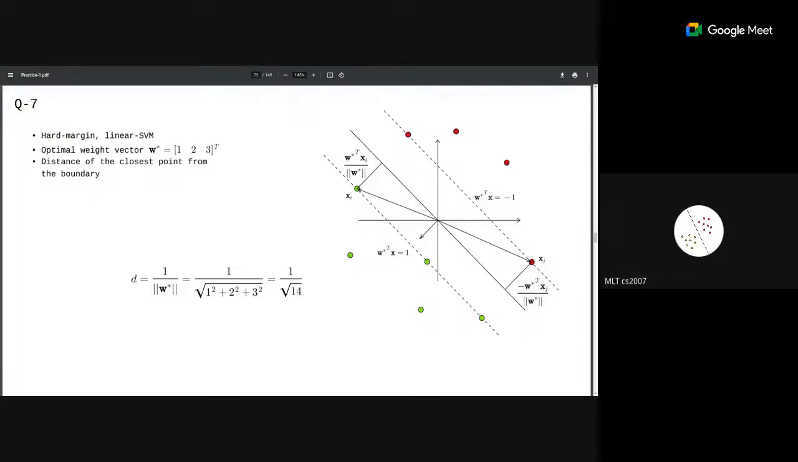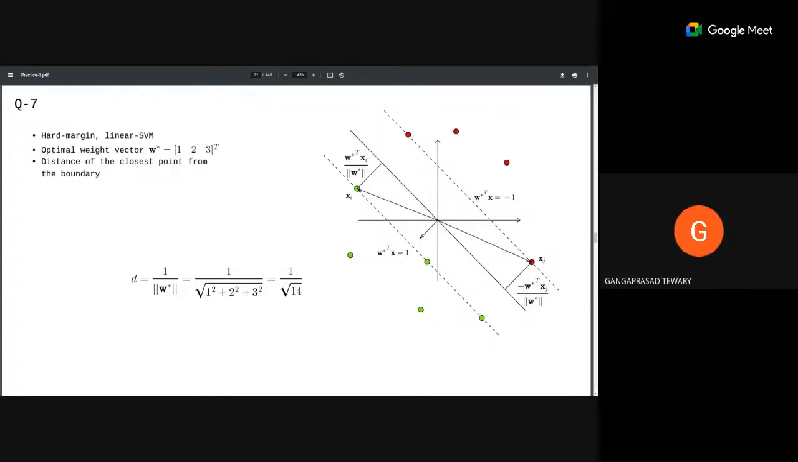Sir, so it will be 1 by square root 14, right? Correct. It will not be 2 by square root 14. Yeah, 2 by square root 14 will be the width of the supporting hyperplanes. Yes, that's right. Sir, here this arrow is always W, right? This is my vector, right? Yeah, this arrow is the W. Then what is this solid line? This is W transpose X equal to 0.